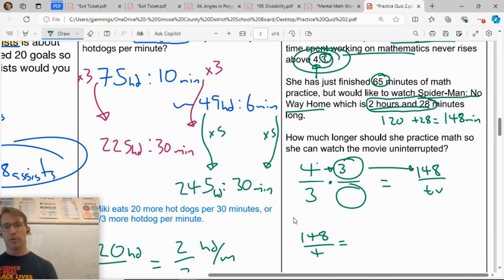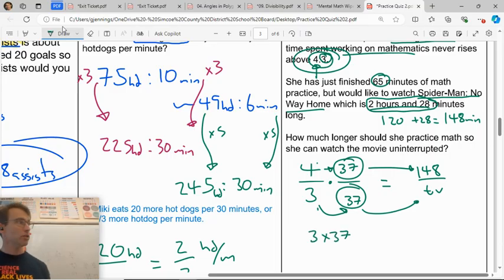So if we multiply top and bottom by 37 here, that's a tricky number to find, I got to admit. It's a really weird prime. But there we are. It's a spicy question. So 4 times 37 will give us the 148 minutes that she needs. So this is how much TV time she's going to need. So 3 times 37, can we just leave the door open a crack? 3 times 37 happens to be 111 minutes.